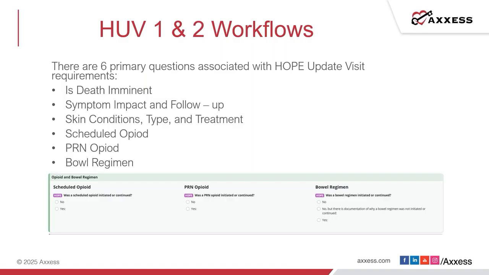There are only 6 primary questions associated with HOPE Update Visit requirements. Is death imminent? Symptom impact and follow-up? Skin conditions, type and treatment? Scheduled opioid? PRN opioid? Bowel regime? These questions, with the exception of symptom impact and follow-up, are available in all nursing visits currently labeled with the small purple HOPE indicators to support clinicians with familiarizing themselves with these questions and formats.